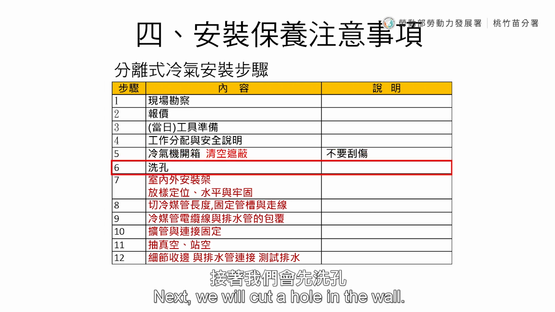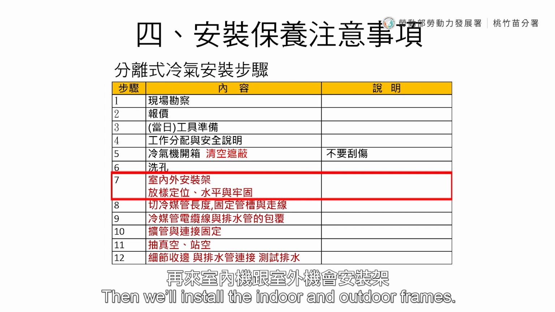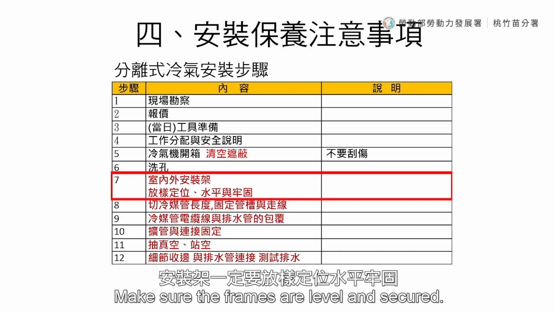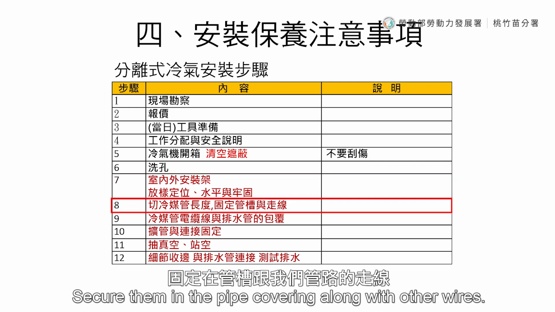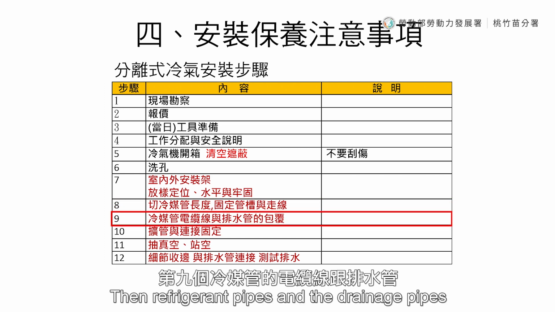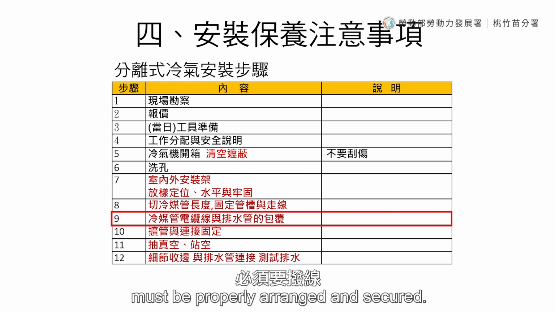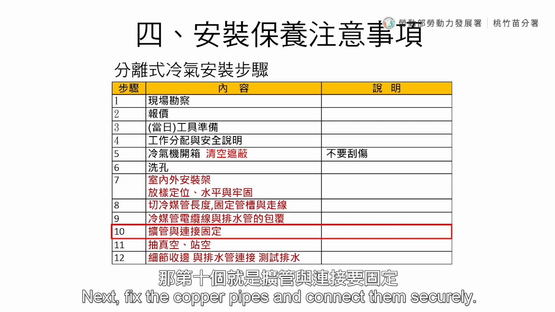Next, we'll cut a hole in the wall, then we'll install the indoor and outdoor frames. Make sure the frames are level and secured. Next, we'll cut the refrigerant pipes. Secure them in the pipe covering along with the other wires. Then, refrigerant pipes and the drainage pipes must be properly arranged and secured. Make sure they are properly bundled. Next, fix the copper pipes and connect them securely.